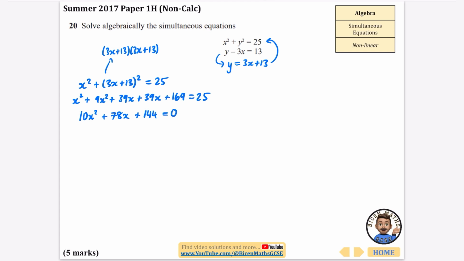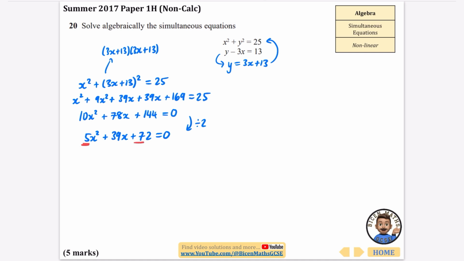Now, before I try and solve this, I think you could notice that all of these are even numbers, including the 0, so you could divide everything in this equation by 2. So if I half everything, it's going to make it a little bit easier. Half of 78 must be 39 because we added two 39s together, and half of 144 is 72. So now we need to go about factorising this.